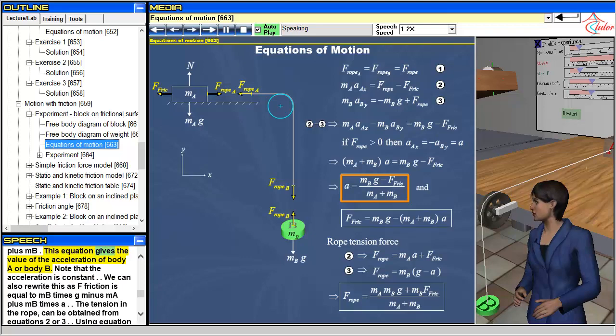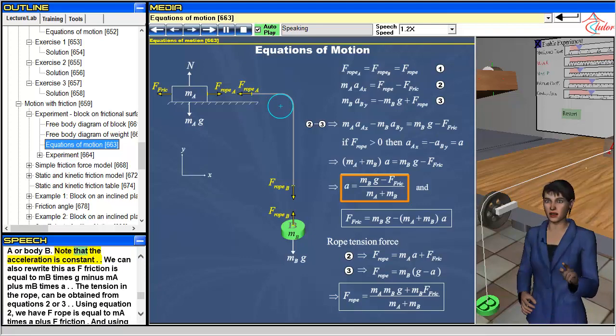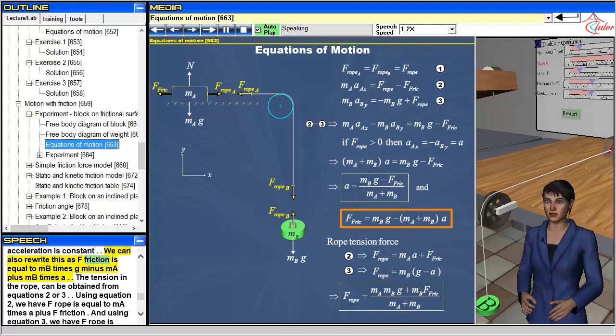And this implies that A is equal to mb times g, minus F friction, divided by Ma plus mb. This equation gives the value of the acceleration of body A or body B. Note that the acceleration is constant. We can also rewrite this as F friction is equal to mb times g, minus Ma plus mb, times A.